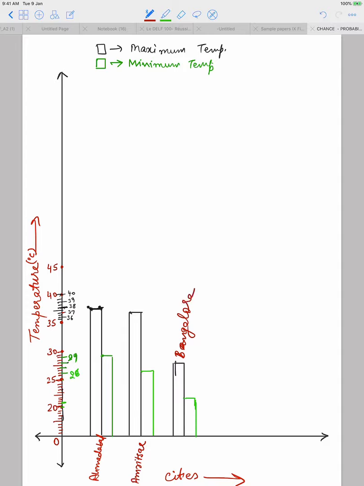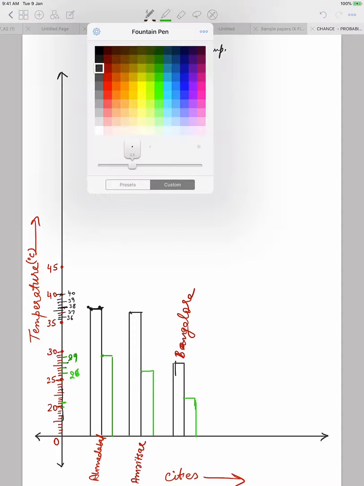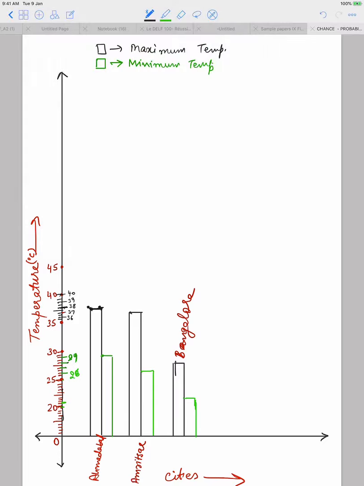Then you have Chennai. 36 degrees Celsius is the maximum temperature. Again I'll choose a black color. I will take 36 degrees Celsius. So it will be after 35. As you can all see, 36 is visible here. So for 36 degrees Celsius, I will draw the maximum temperature here. Again I'll make a bar of height 36 degrees Celsius.